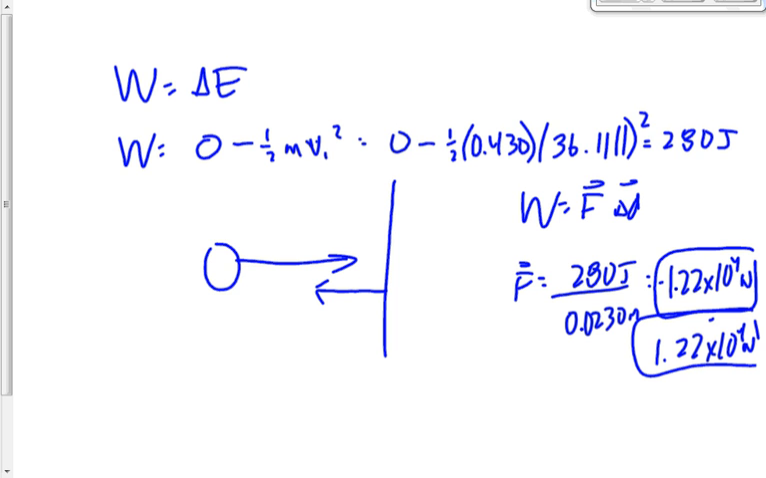That's okay? Almost the same question as we had, right? Except that this time the object was slowing down instead of speeding up. So instead of being one half m v squared minus 0, it was 0 minus one half m v squared.